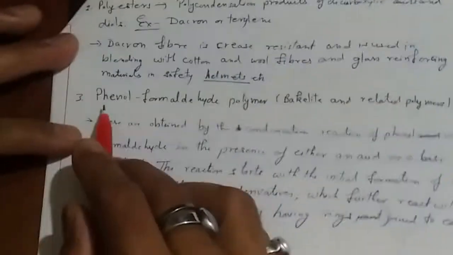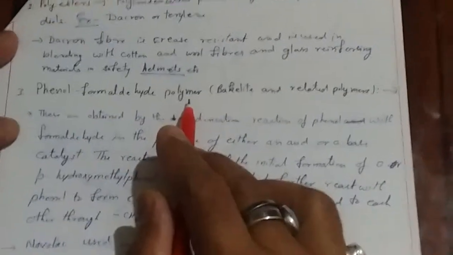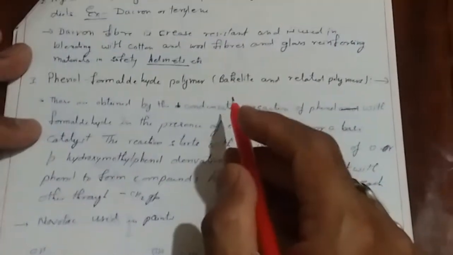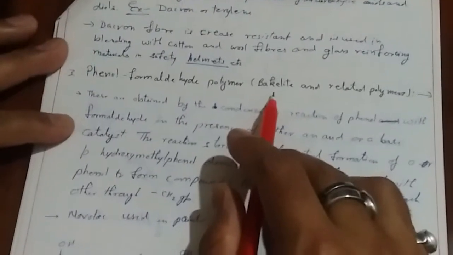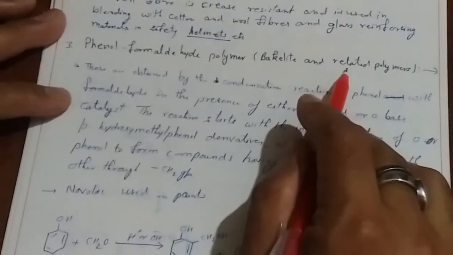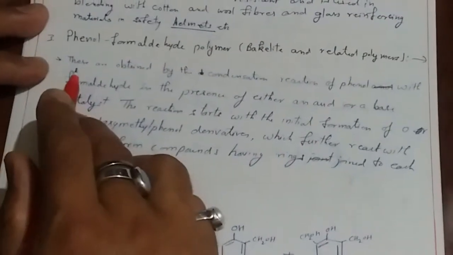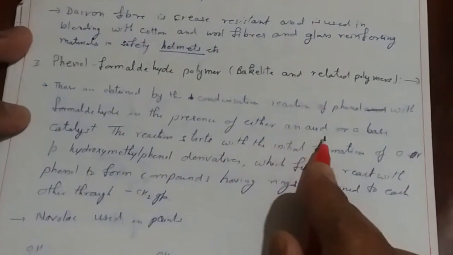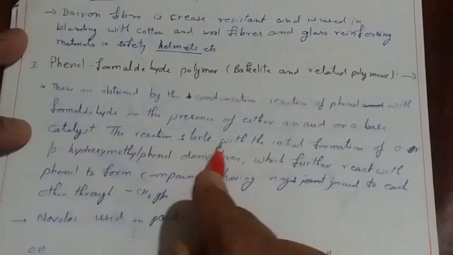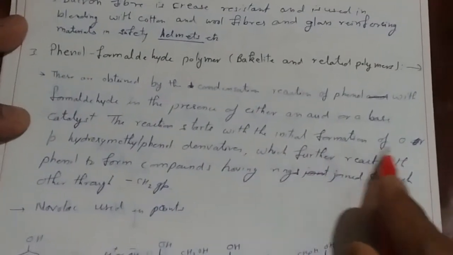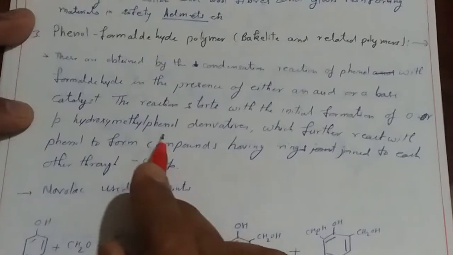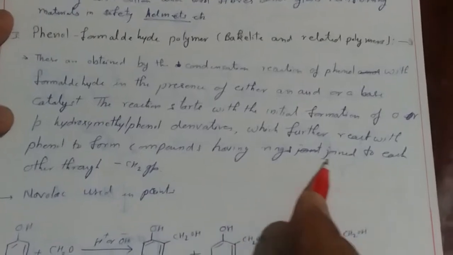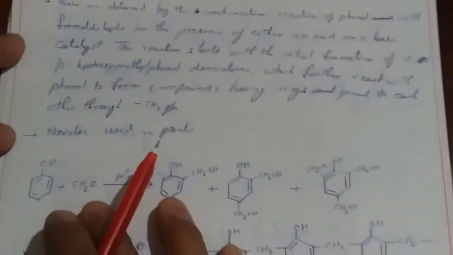Next is phenol formaldehyde, another example of condensation polymerization, but here one thing occurs, that is networking starts. Bakelite and related polymers are obtained by the condensation reaction of phenol with formaldehyde in the presence of either an acid or a base catalyst. The reaction starts with the initial formation of ortho and para hydroxymethylphenol derivatives, which further react with phenol to form a compound having rings joined to each other through CH2 bonds.